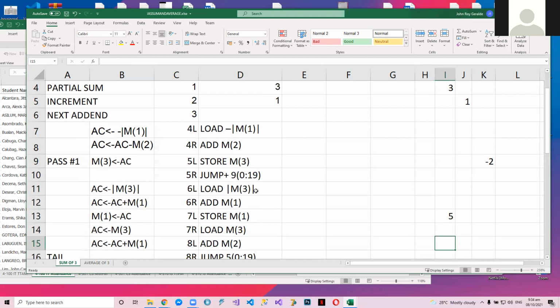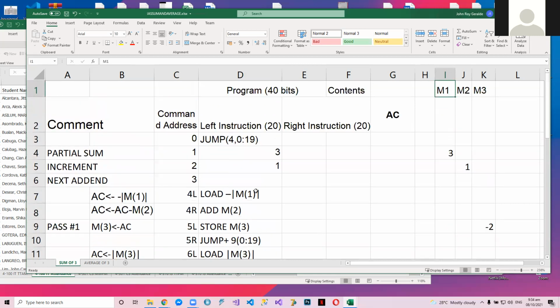Okay, so like the factorial program, this is a repetition of steps. Instead of computing the partial product, we will compute the partial sum. Do you follow? So we will just replace the multiplication with the addition. First, we will load negative of M1, because this will be our loop counter. Then add M2. I'm sorry, this is negative 3 because M1 is positive 3. So if you add M2, which is 1, we have negative 3 plus 1.